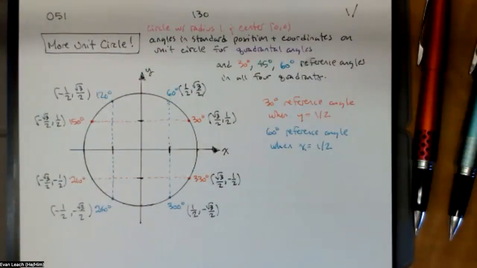Two coordinates times two signs, 4 choices. So there are our 4 quadrants. 30-degree reference angle happens when y is 1/2. 60-degree reference angle happens when x is 1/2. When y is 1/2, x is √3/2. When x is 1/2, y is √3/2.